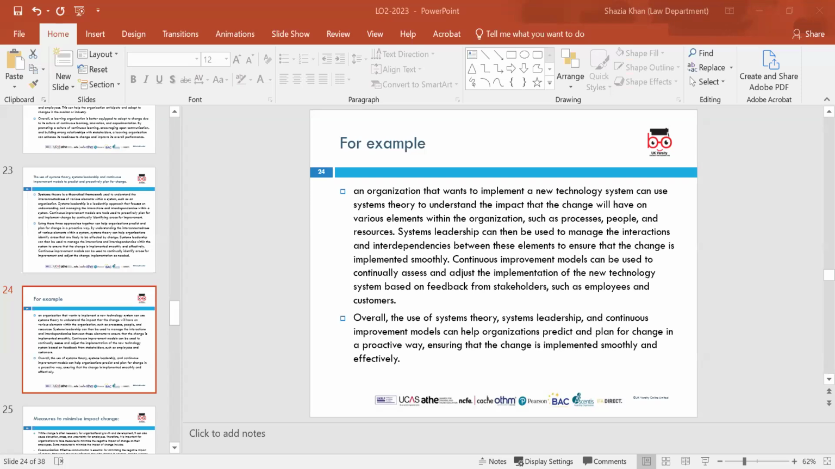Continuous improvement models can be used to continually assess and adjust the implementation of the new technology based on the feedback from stakeholders, such as employees and customers. Overall, the use of systems theory, system leadership, and continuous improvement models can help organizations plan for change or plan for the future.